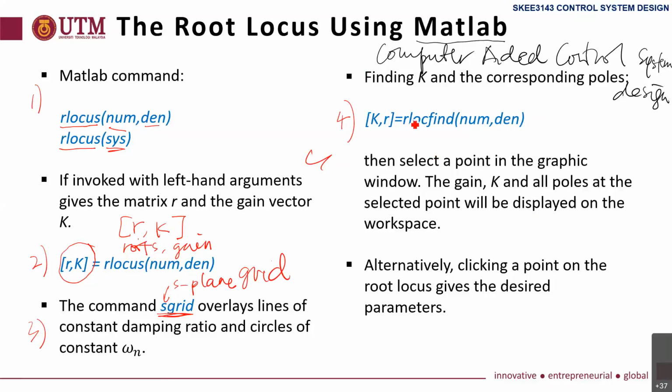Number four is called rlocfind, root locus find. That means if we use this command in the root locus graph, we can click at any point. It will give the value of K and the closed loop poles. Remember for the example that we did before, at any point there are 3 closed loop poles. So we click at any point, it will give 3 poles and the value of K.